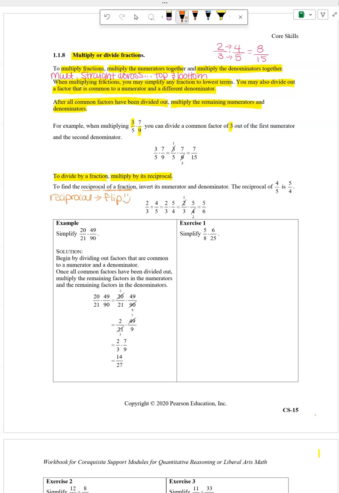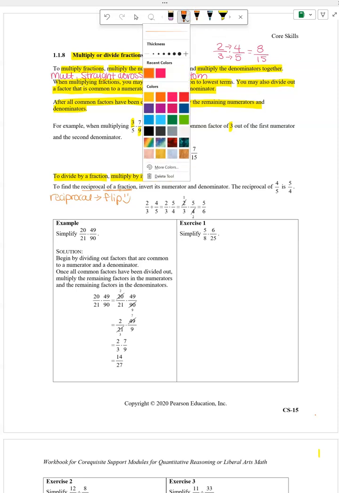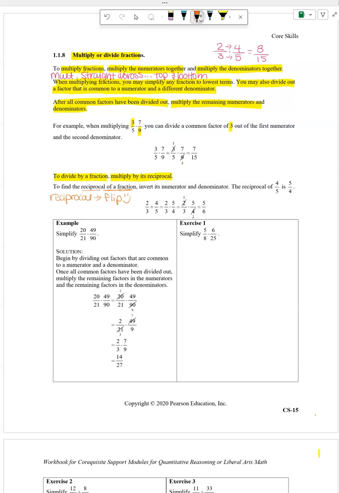Like the reciprocal of 4/5 is 5/4. You see, you just took the bottom, you took the denominator and made it become the numerator. You took the numerator and made it become the denominator. So you just took that and flipped it, right? So let's do a different one.